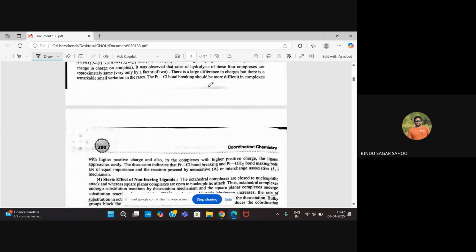So you can read out here. This discussion indicates that platinum-chlorine bond breaking and platinum-OH2 bond making, whatever may be the leaving group, OH2 or chlorine, both are of equal importance. The reaction proceeds by the associative mechanism, or it may be the interchange associative mechanism. But it's not following any dissociative path.